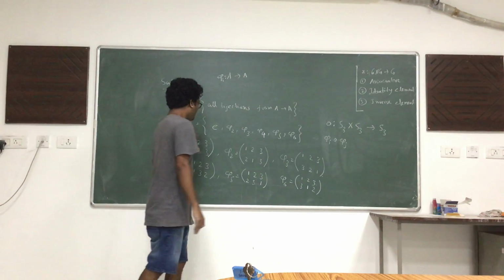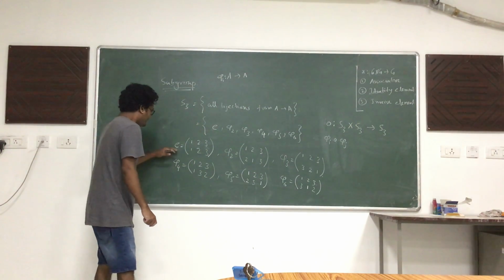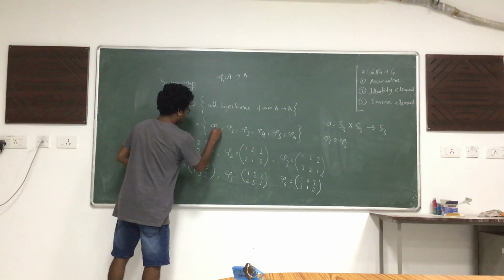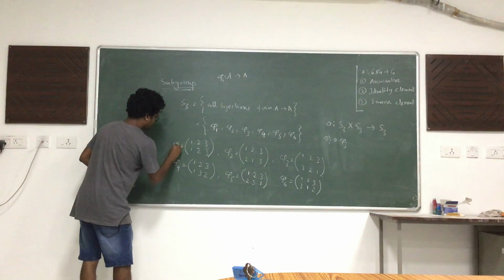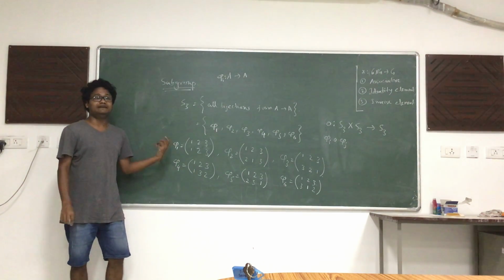Okay. So now your question comes. Then why E? Particularly, let's define it to be phi 1. Why is phi 1 identified as the identity element?